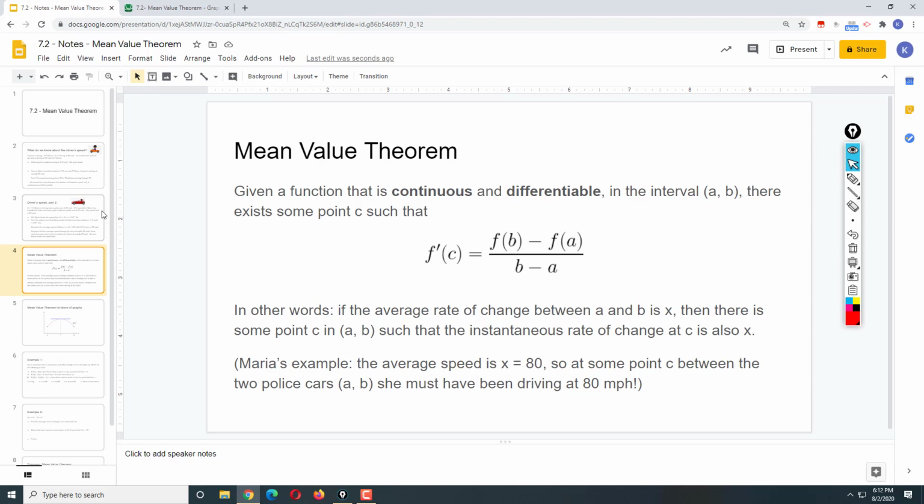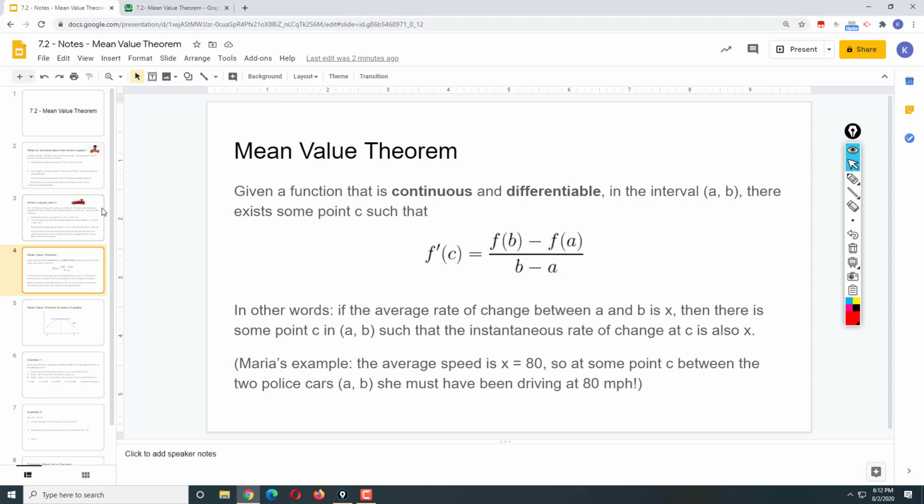So in other words, the mean value theorem says that if the average rate of change between a and b is x, then there is some point c inside the interval a, b, such that the instantaneous rate of change at c is also x. So if the average rate of change is x in an interval, there must be some point in that interval where the instantaneous rate of change, the derivative, is equal to the average.